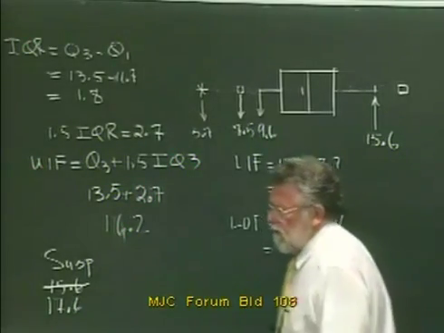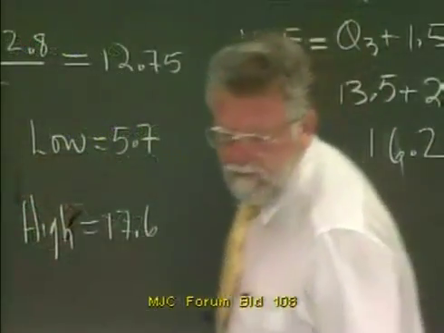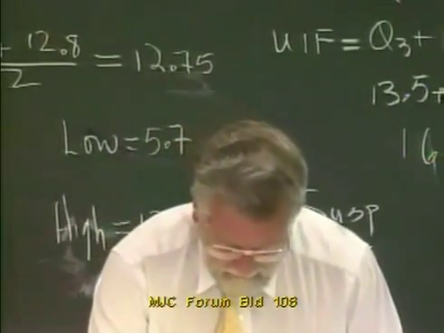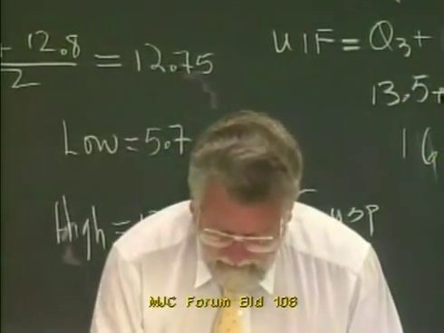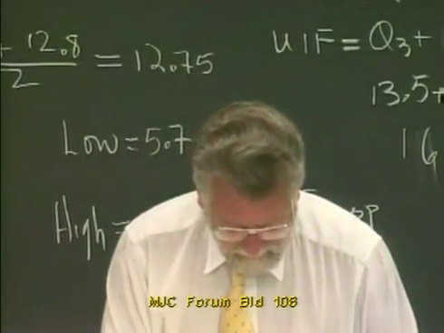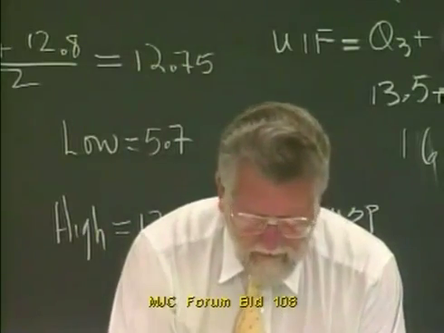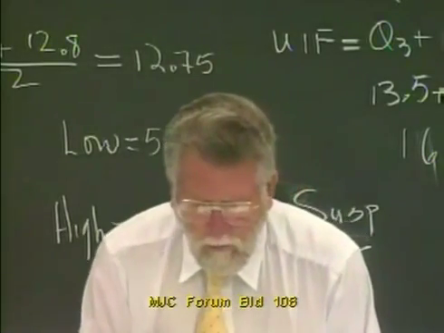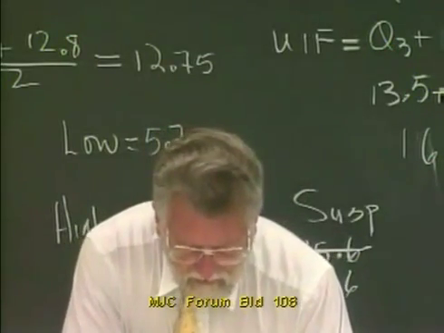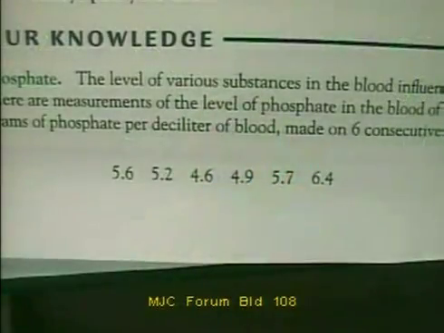So let me come back center. The next problem is very close to that one. It's number 9. So let me move the camera for a moment. I need to go all the way back to page 50. And we have blood phosphates. We have a total of 6 data values, and these were made on 6 consecutive visits to a clinic.